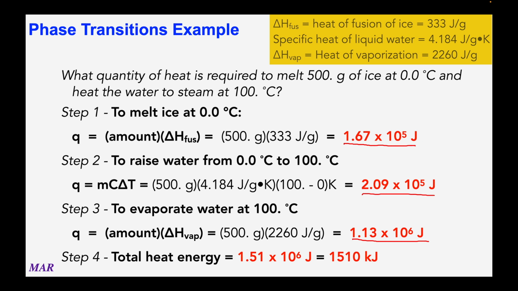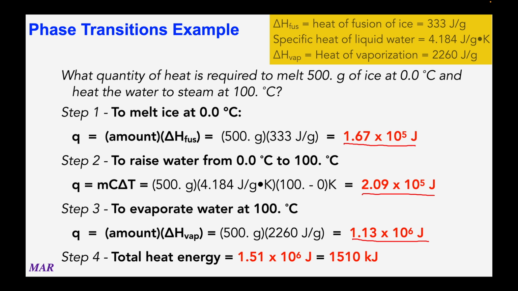Another kind of fun thing, if you wanted to turn the 500 grams of steam at 100 degrees Celsius to ice at 0 degrees Celsius, and it was the same 500 gram amount, the overall energy would be the opposite sign of what we just calculated. So turning the gas into a solid again, you would get out negative 1,510 kilojoules.